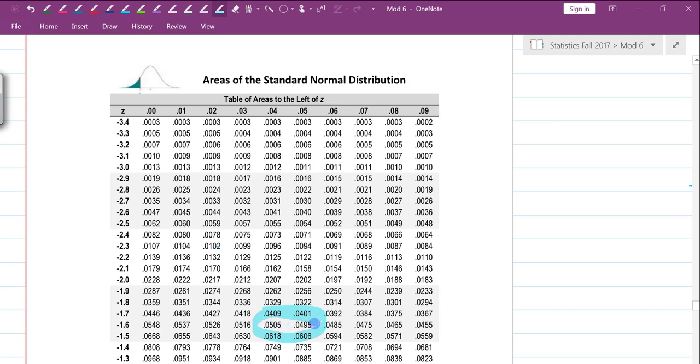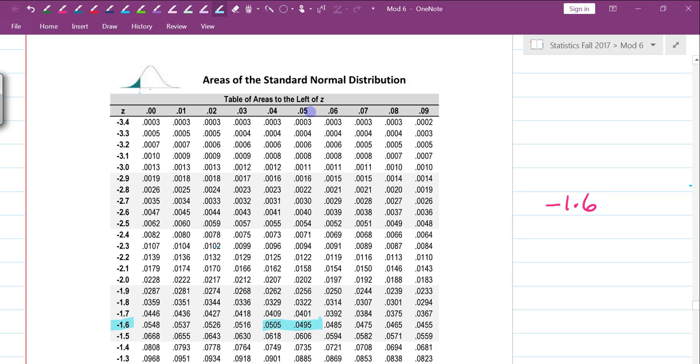When it is smack dab in the middle of the two values, then and only then do you go ahead and split the difference. So my z value for this is negative 1.6. Okay, so negative 1.6. Now I need to figure out the 100th value. Okay, let's look here at the 100th values. It could either be 0.04 or 0.05.